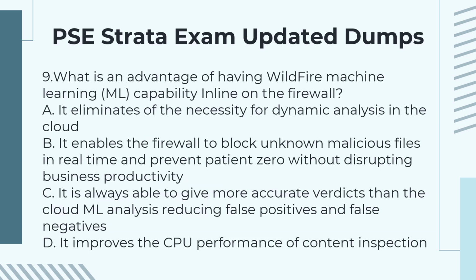9. What is an advantage of having WildFire machine learning (ML) capability inline on the firewall? A. It eliminates the necessity for dynamic analysis in the cloud. B. It enables the firewall to block unknown malicious files in real time and prevent patient zero without disrupting business productivity. C. It is always able to give more accurate verdicts than the cloud ML analysis, reducing false positives and false negatives. D. It improves the CPU performance of content inspection.